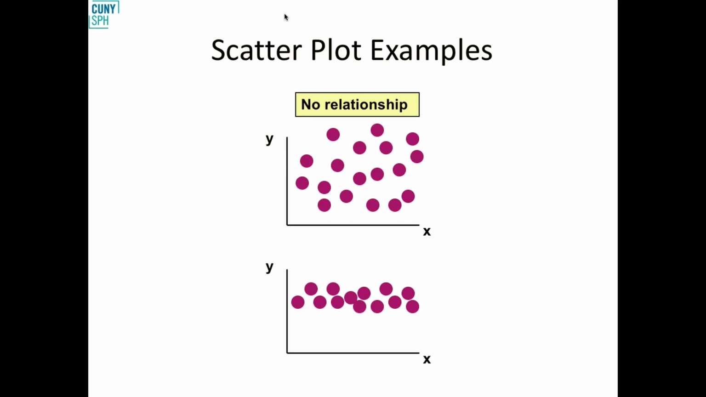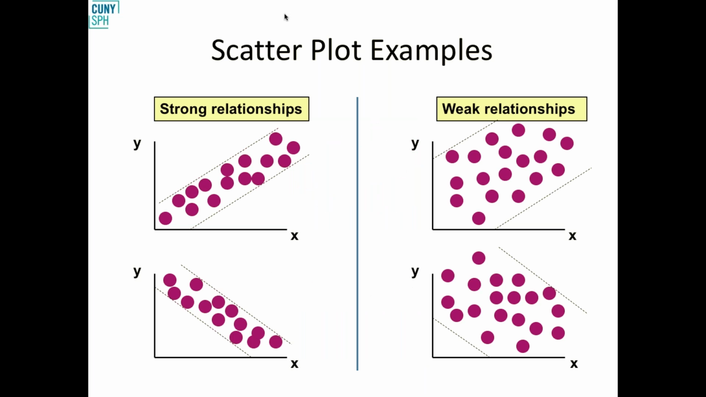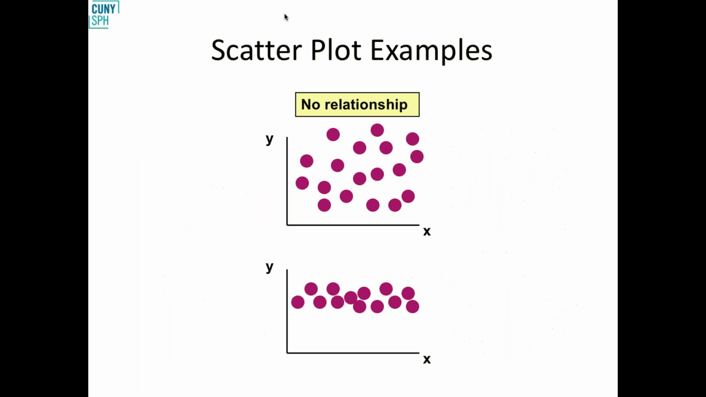Okay, here's a couple of examples of scatter plots. These are ones that I believe I just went through. Strong relationship, they're clustered together. Weak relationships, they're spread out. They don't fit that line as closely. No relationship at all, it just looks like a cloud, or there is no change in one with change in the other.